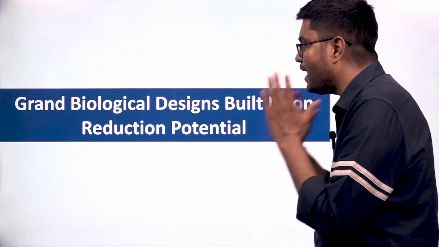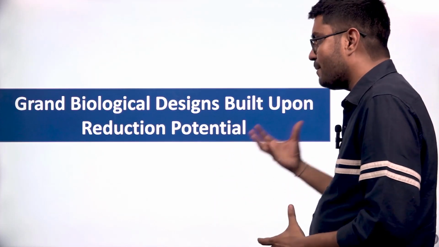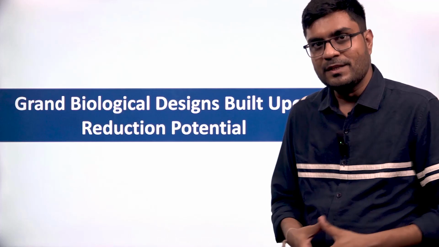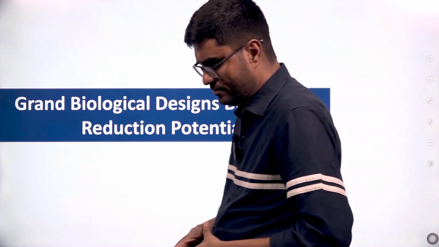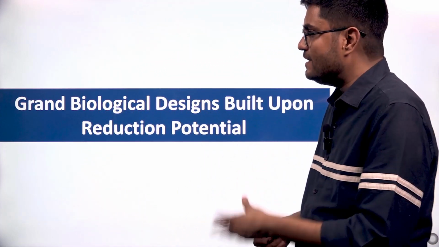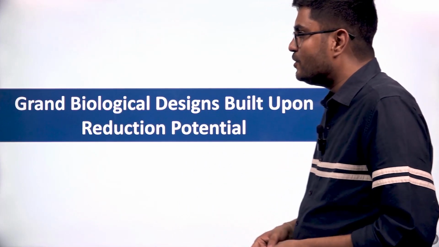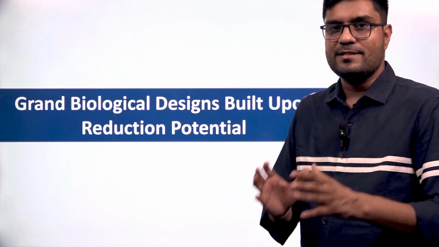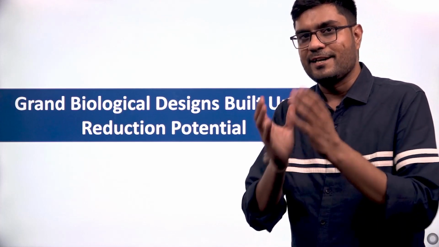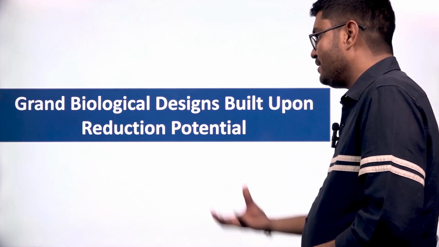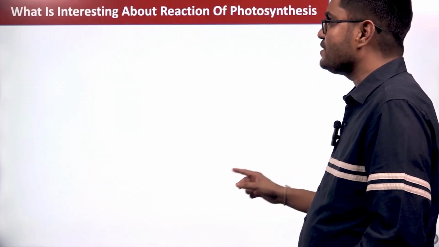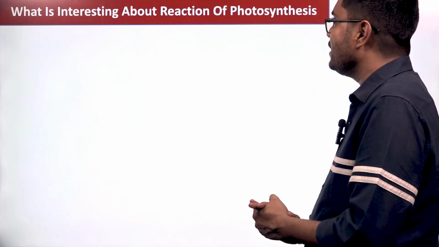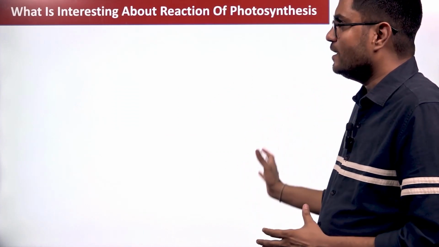But there are some grand biological designs built upon the concept of reduction potential, and now we are going to discuss them. The first design is the amazing light reaction of photosynthesis, or Z-scheme, and the second design is oxidative phosphorylation. We'll start with how the Z-scheme or light reaction is crafted by utilizing reduction potential as a central concept. So let's first understand what is interesting about the reaction of photosynthesis.